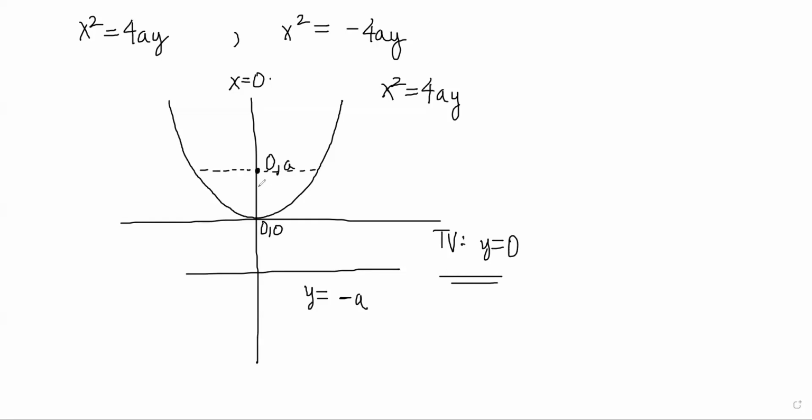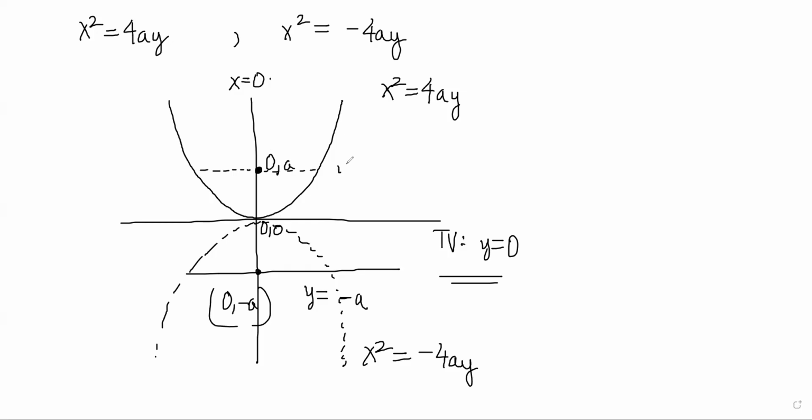And similarly, you will have a different situation if it was x square is equal to minus 4ay. Right? The only thing that changes here is the focus and the directrix interchange their positions. So focus will become 0 comma minus a now, and directrix will become y is equal to a now for this parabola. So these graphs should be easily understood.